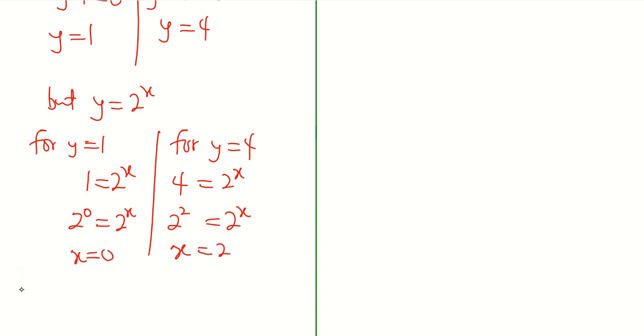Therefore, we can say that x is equal to 0 and x is equal to 2. These are the values of x. Now let's go to the next question.